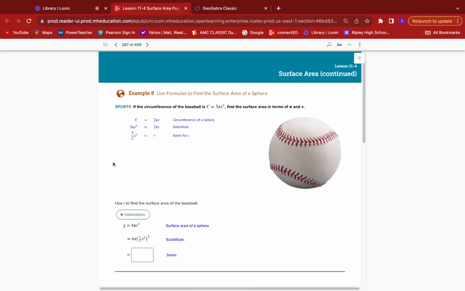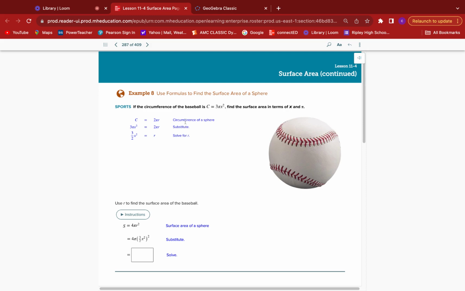All right, okay. Surface area of a sphere again, but they give me the circumference. Interesting. And they want me to find the surface area. All right, so let's see. So the circumference is 3 pi x squared, and they want me to find the surface area.